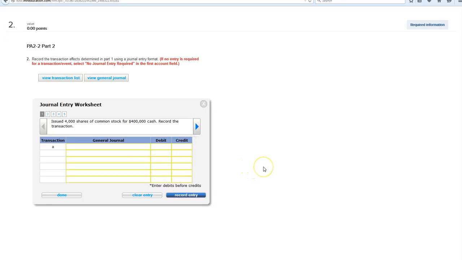Every journal entry has to have at least one debit and at least one credit. There's no such thing as a one-line journal entry. And if there's more than one debit or credit, which we'll see in item C, then the total debits must equal the total credits. Okay, quick review on the rules of debit and crediting.